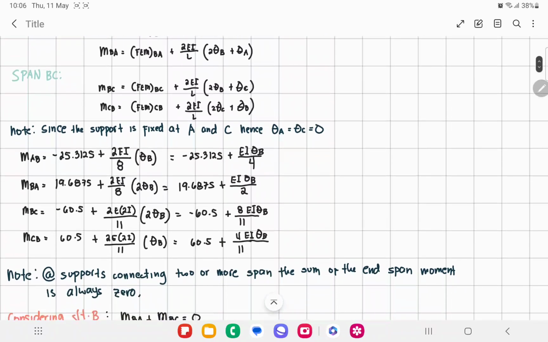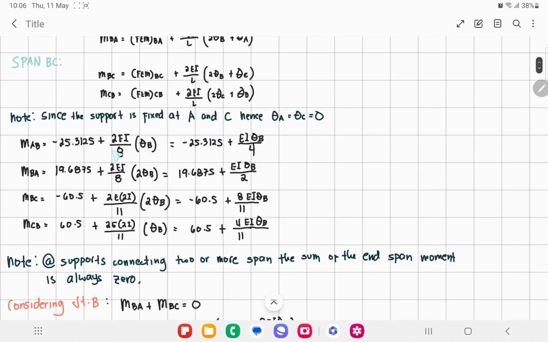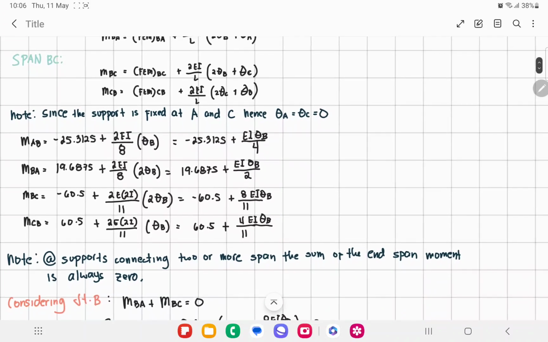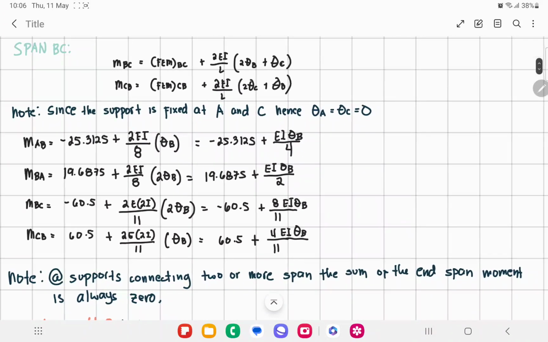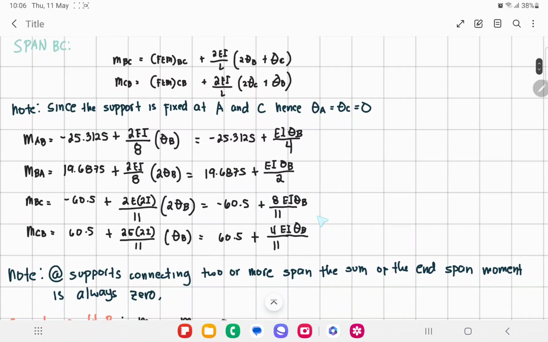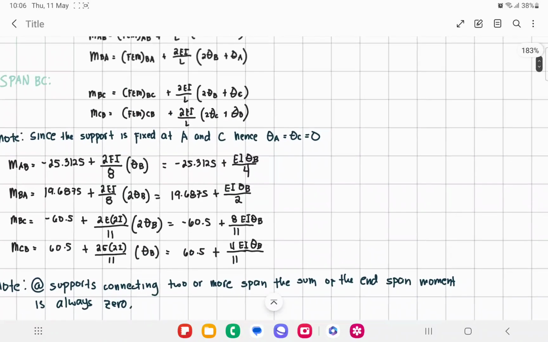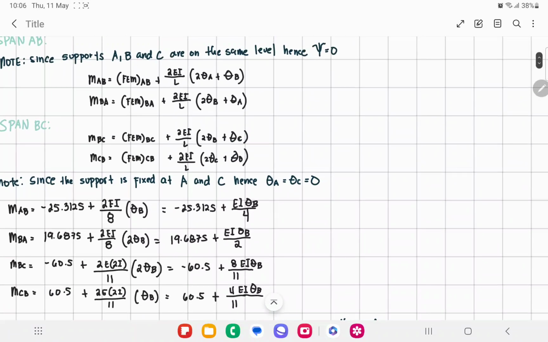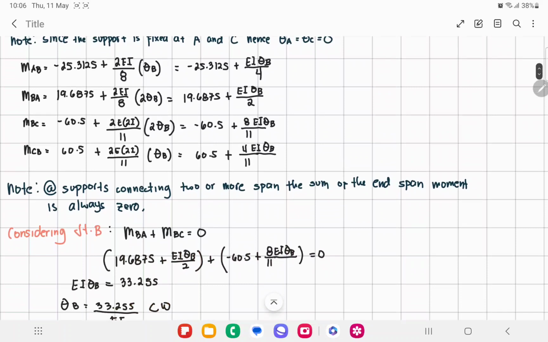And after that, this is the final moment. This is the simplified form. So, moment at AB. This is the equation there, this is the equation there, this is the equation there. So, we removed theta C and theta A. As you can notice, there is no theta A and theta C there. Everything is theta B.